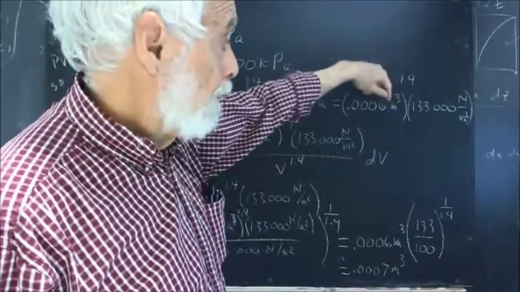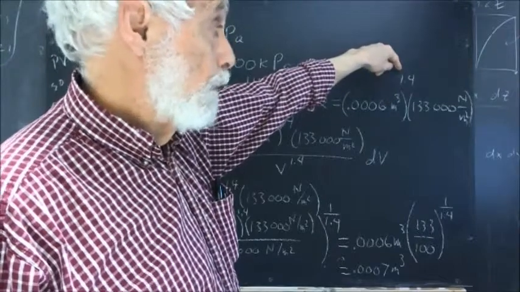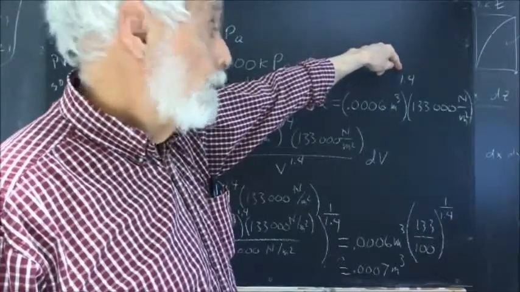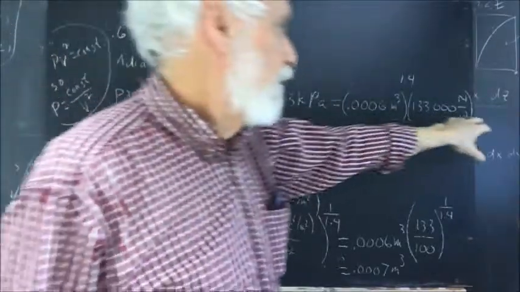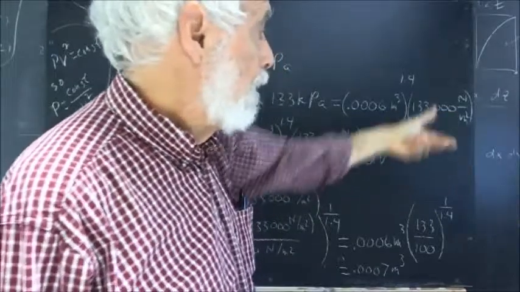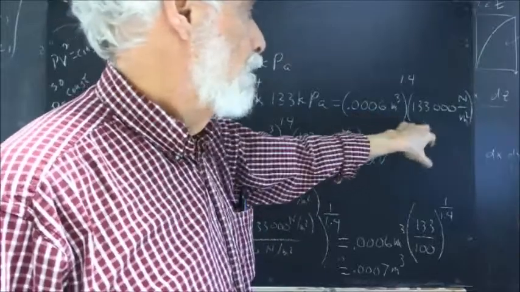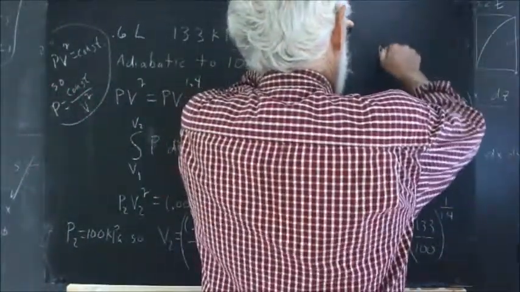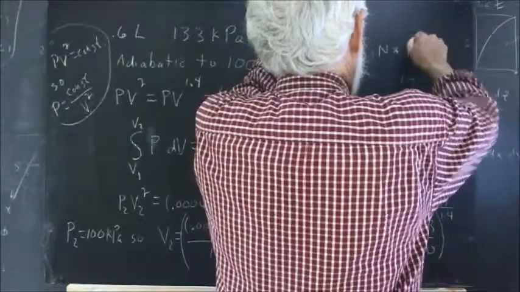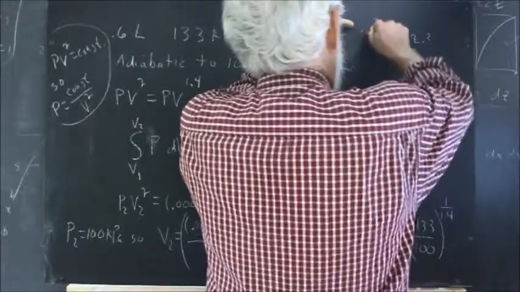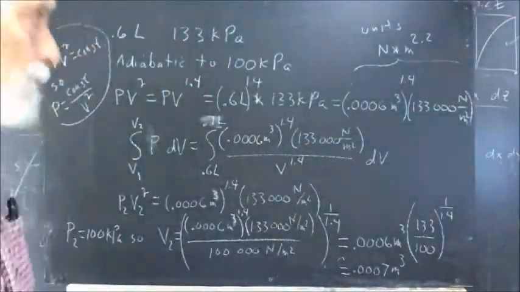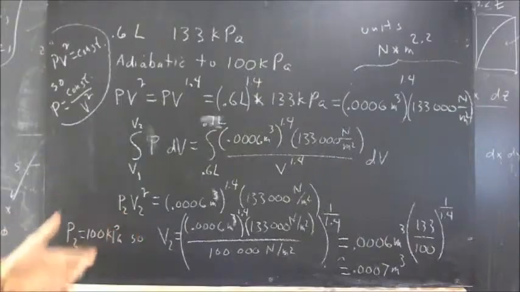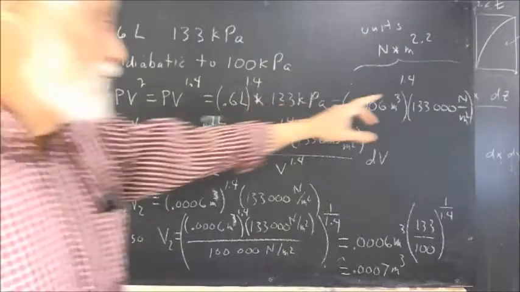Among other things, that's going to give you a meter cubed to the 1.4 power, which is a meter to the 4.2 power. Dividing by a meter squared, the unit of this product is going to have a meter to the 2.2 multiplied by newton. So the units are going to be newtons times meters to the 2.2 when we calculate this out. And it's going to be kind of important to have that, at least in some applications.